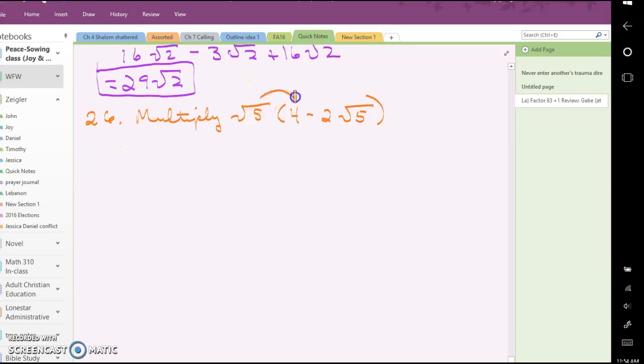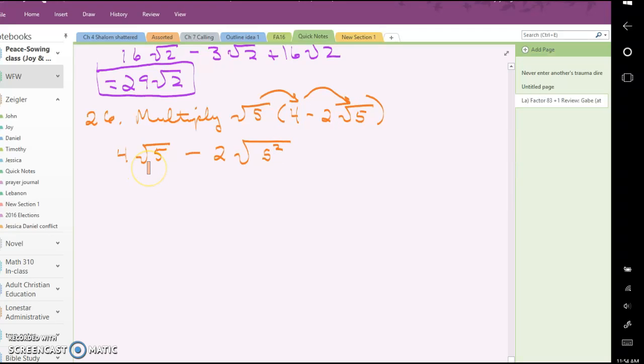We're going to distribute the square root of 5 to the 4, and then again to the 2 square root of 5. So we have, I'm going to put my number on the outside of the radical, 4 square root of 5 minus, and then 2 on the outside, and then we have square root of 5 times square root of 5, which is square root of 5 squared.